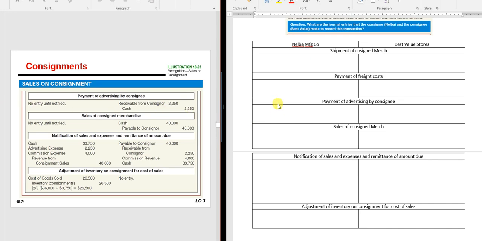There's no entry over here for the consignor. But on this one, they paid the cash for $22.50 right here, and I have a receivable from the consignor because they're going to pay me back.